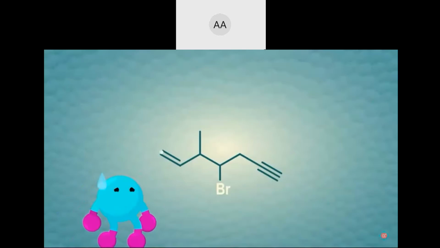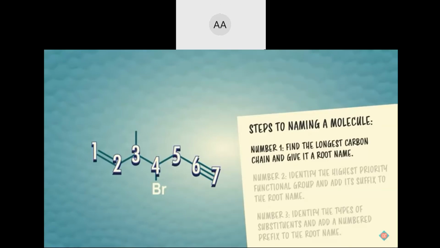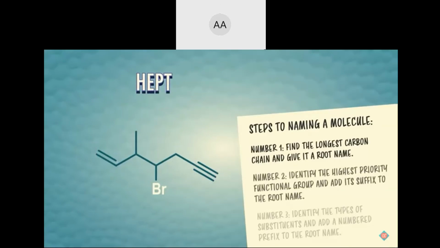Now that we have the basics, we can start naming any compound, even if they look kind of complicated with more than one functional group and substituent, like this molecule. But we got this. Don't worry, we have our trusty steps. Number 1, find the longest carbon chain and give it a root name. In this case, we see there's a 7-carbon chain here, so the root is hept. Number 2, identify the highest priority functional group and add its suffix to the root name.